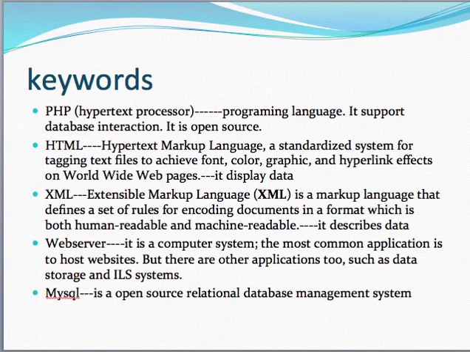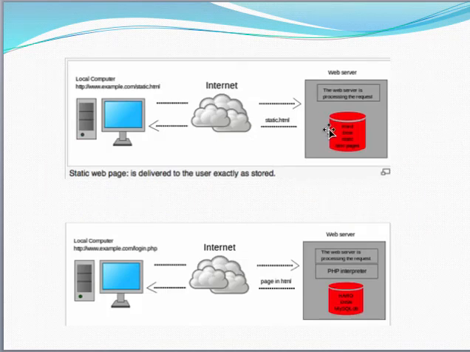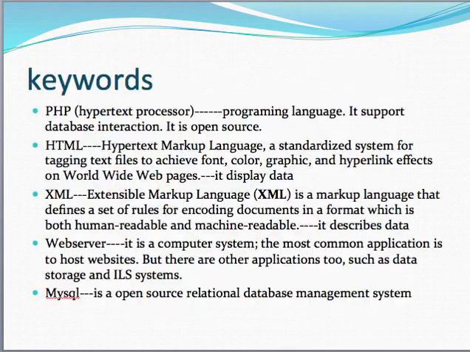Then we have HTML, and we also talked about the HTML right here as the hypertext markup language, and that's the standardized system for tagging text files to achieve font, color, graphic, and hyperlink effects on the web. And it means displaying data. That's a programming language that we use to display data. Then there is XML, which is also a markup language, but in this case, it describes data. Okay, it does not only display, it's mostly for describing data.